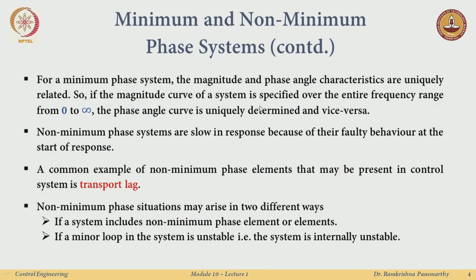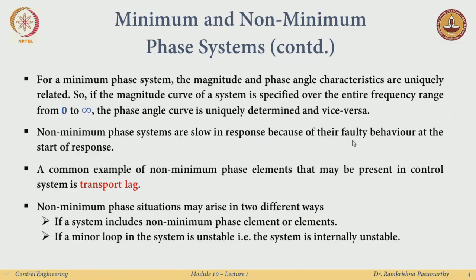So if the magnitude curve is specified over the entire frequency range, then I could also find the phase angle curve. Okay, so non-minimum phase systems, why are they not really good for us? I'll spend an entire lecture on analyzing these three bullet points which are coming up. Non-minimum phase systems are slow in response because of the faulty behavior at the start of the response.